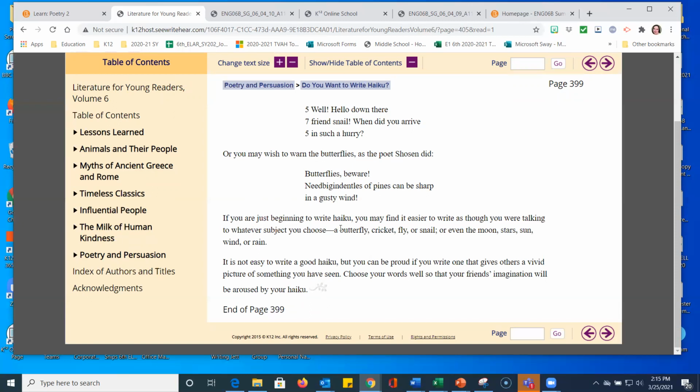If you are just beginning to write haiku, you may find it easier to write as though you're talking to whatever subject you choose, a butterfly, a cricket, a fly, a snail, or even the moon, stars, sun, wind, or rain. It's not easy to write a good haiku, but you can be proud of it. You can be proud if you write one that gives others a vivid picture of something you've seen. Choose your words well so that your friend's imagination will be aroused by your haiku.